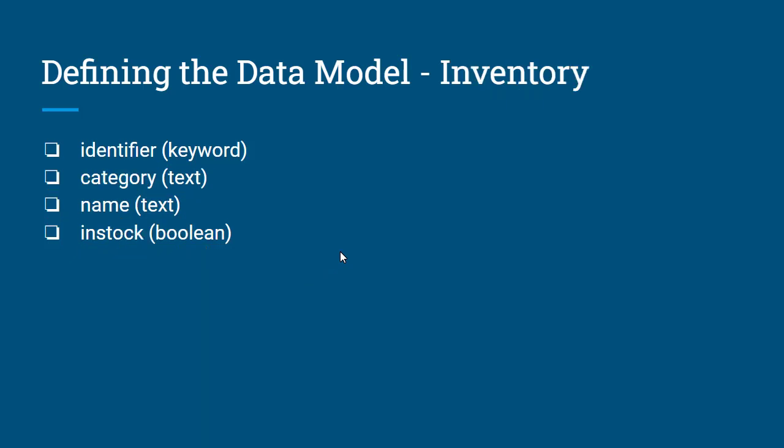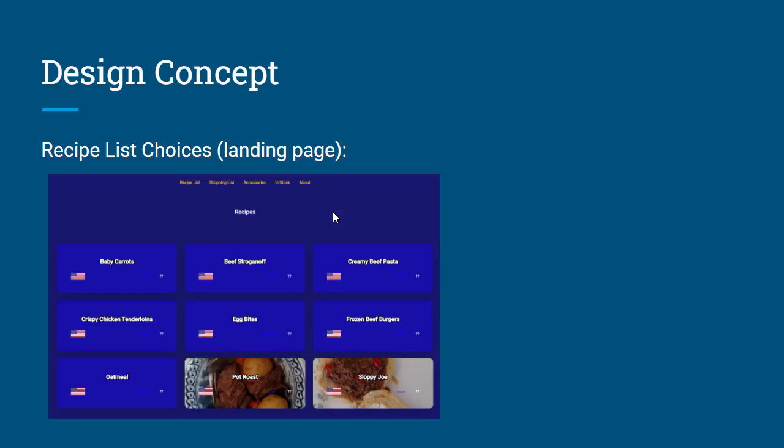I also have an inventory because I want to tie these together. So when I create a shopping list, I know what ingredients I have on hand. It just makes it easier for me when I'm doing the shopping list. And a Boolean here, which is a true or false, whether I have that item or not. It's going to look something like this. This is kind of the goal.